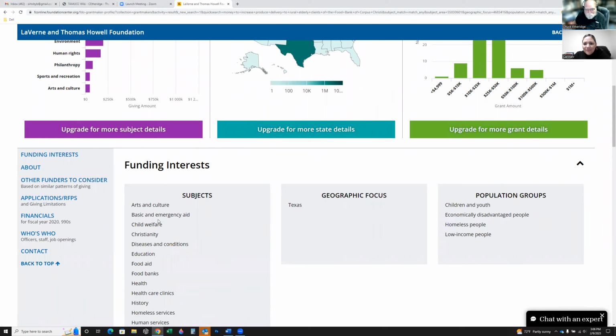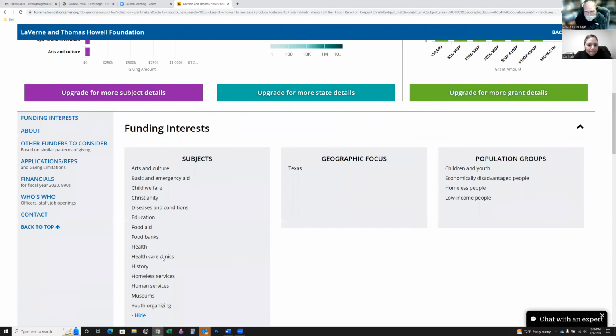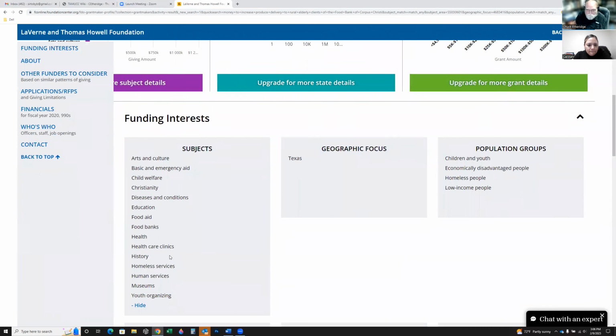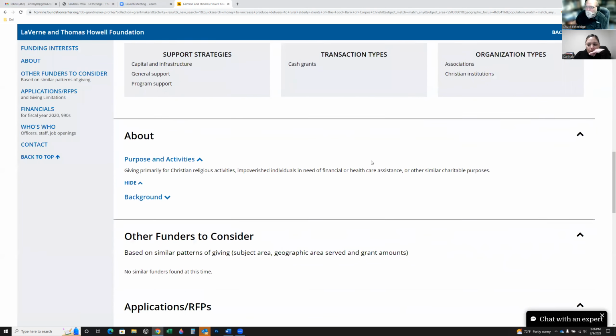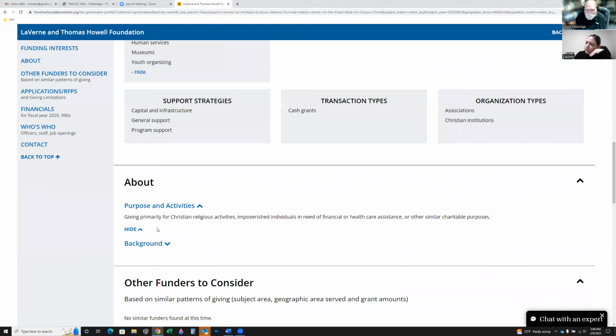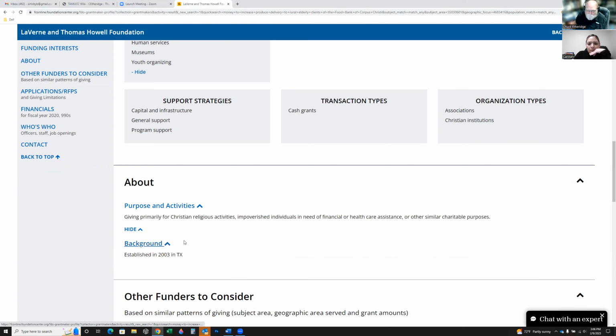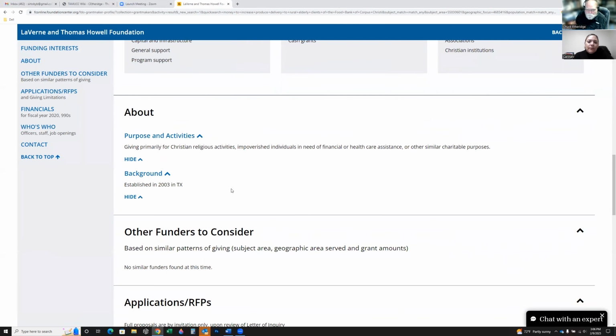Their funding interests are food banks, human services, Texas low-income people, economically disadvantaged people. So not bad. The only concern I have is the whole dollar amount thing that might be out of line. But primarily for Christian religious activities, impoverished individuals in need of financial health care assistance. So not bad background. Established in 2003.